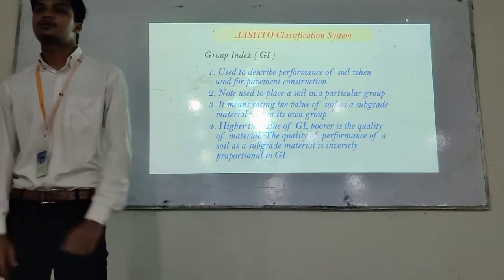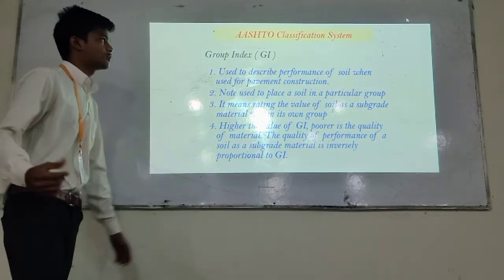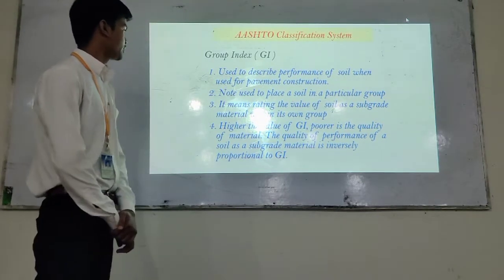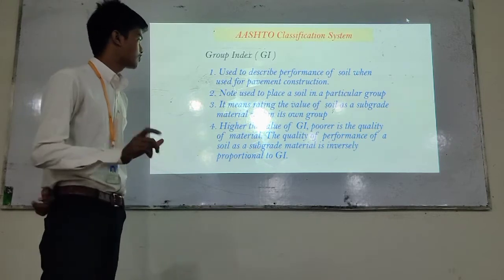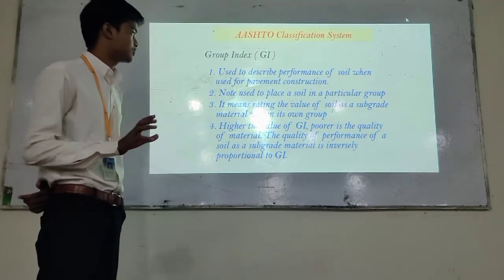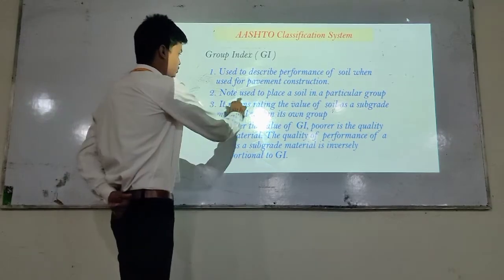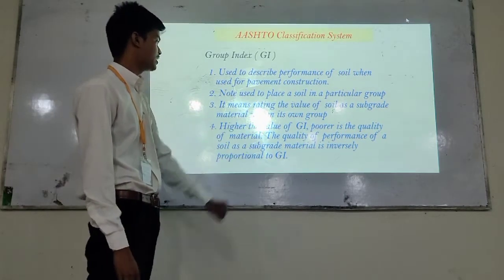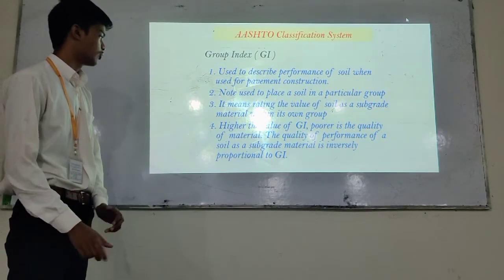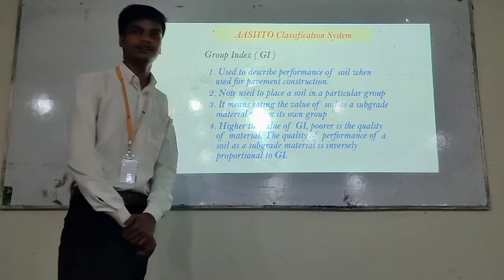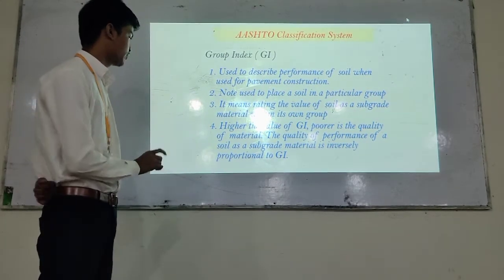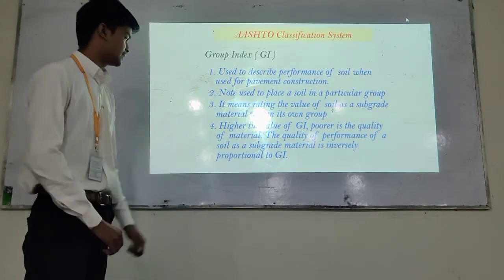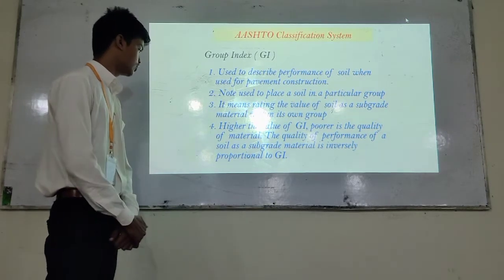Assalamualaikum everyone. This is Muhammad Tanimul Kaisar, ID 695. The AASHTO classification group index is to describe components of soil when used for pavement construction. To build a pavement, we need to describe the soil performance, which means placing a soil in a particular group. The higher the value of the group index, the poorer the quality of the material. The quality of performance of a soil as a subgrade material is inversely proportional to the group index.